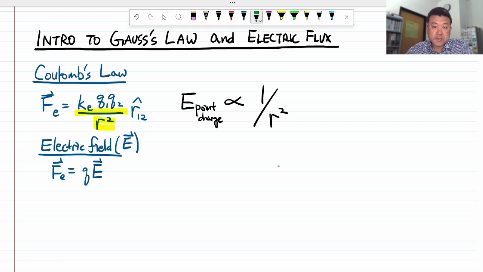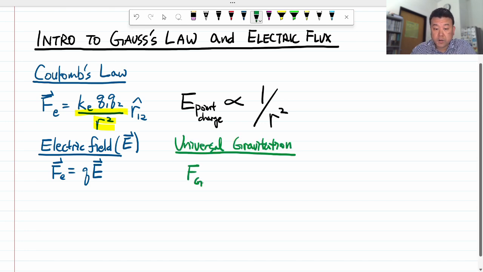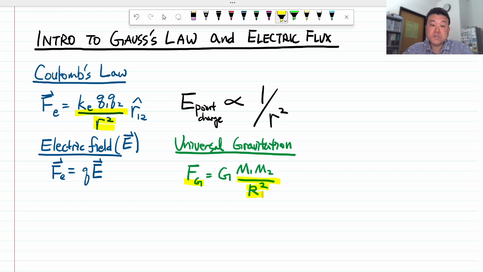And for most of you, this is not the first time you have seen an inverse square law. When you learned Newton's law of universal gravitation, there was another inverse square law. Gravitational force due to a point mass is proportional to 1 over r squared. In fact, inverse square laws are incredibly common. In particle physics, whenever we have a force or a field that decreases as 1 over r squared, inverse square law, we call that a long-range force.